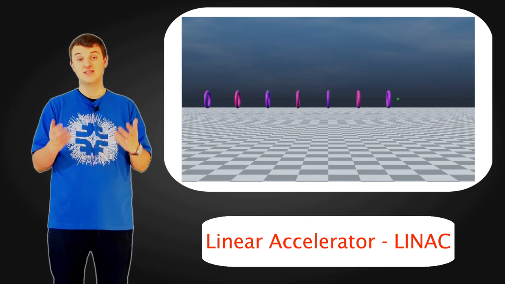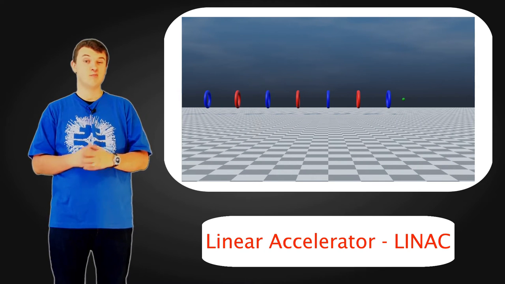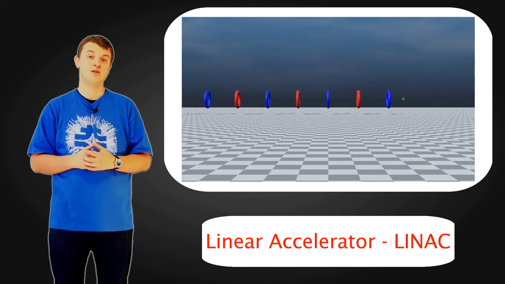These kinds of linear accelerators, or LINACs, are widely used, but they are limited by their length. What if instead we use a magnetic field to keep the particles going in a circular path so we can keep accelerating them? This is the idea behind a type of accelerator called a cyclotron.